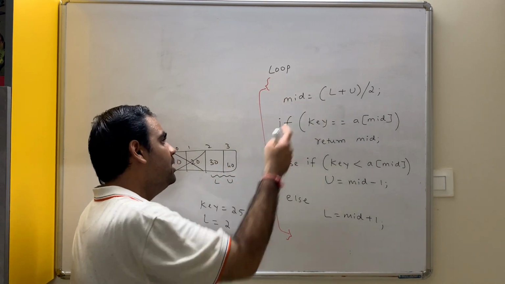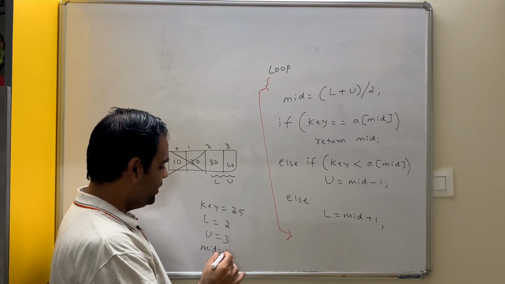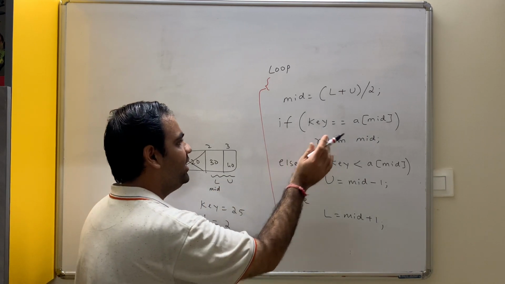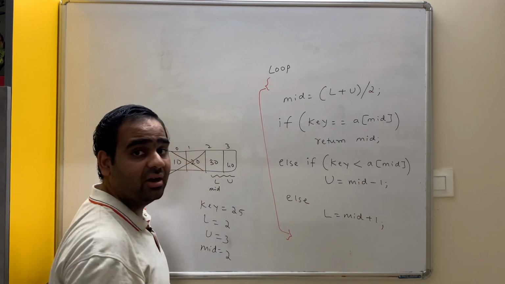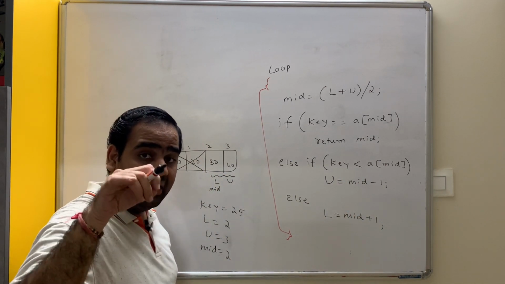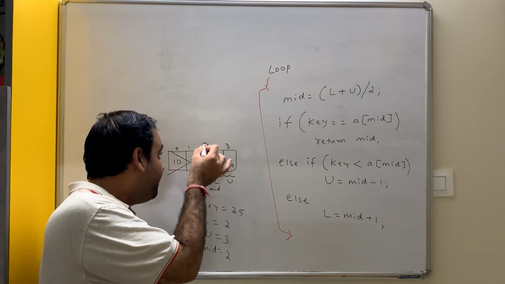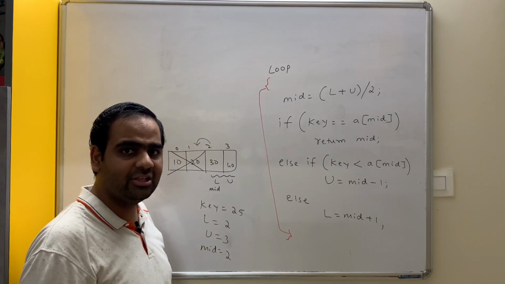Go back. Mid is equal to low plus high by 2. 2 plus 3 is 5 and 5 by 2 is 2. And again, this becomes the midpoint. Now, what is key? 25. Is 25 equal to 30? No. Is 25 less than 30? Yes, 25 is less than 30. That means if 25 is present, it should be present on the LHS of 30.